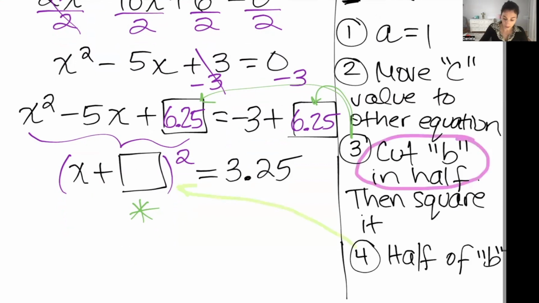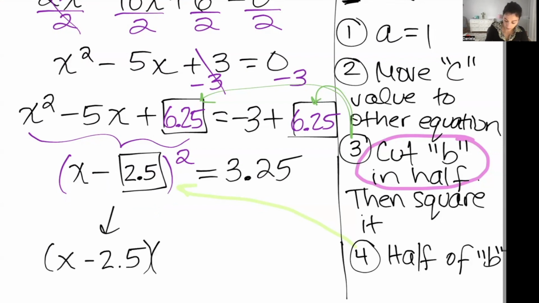Okay, so now remember that B is negative, so this should actually change into a minus. So it's going to be minus 2.5. Okay, so I just want to say, supposedly, right? Squaring something means multiplying it by itself, right? So that's the same thing as x minus 2.5 times itself.